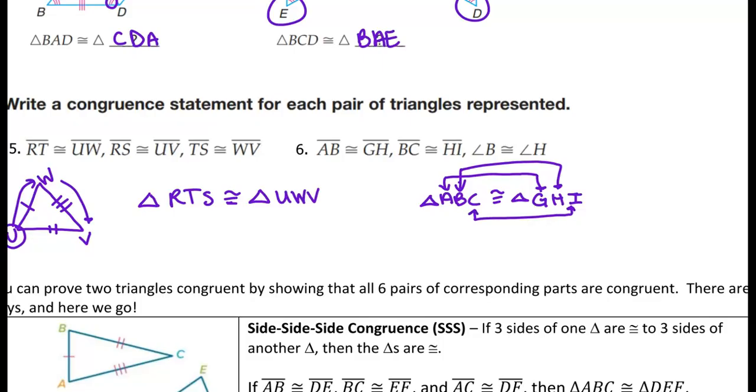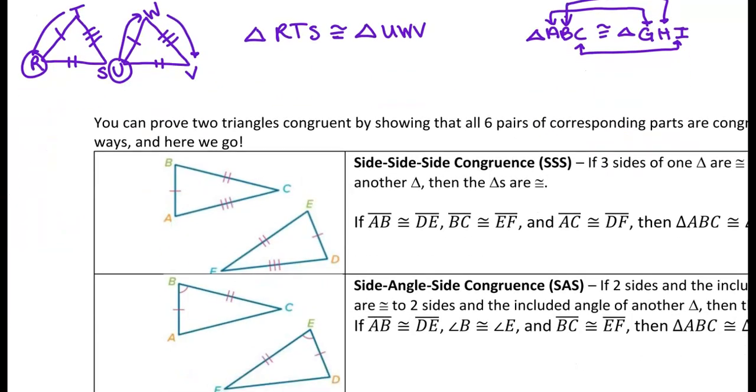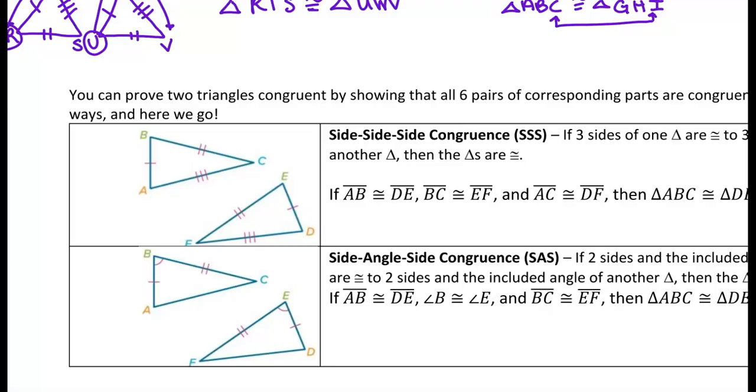All right, so now we're going to talk about, instead of having to have all 3 angles and all 3 sides, that's a lot of pairs. That's 6 pairs of corresponding parts. We have some shortcuts. So the shortcuts, there are 5 of them.